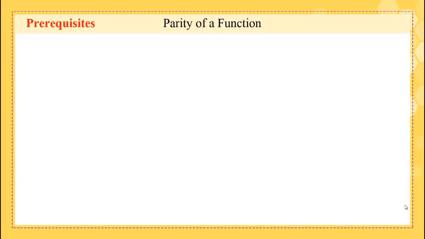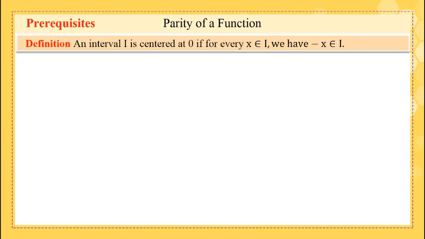At the beginning of this lesson, we will revise the definition of a centered interval at 0. An interval I is centered at 0 if for every x belonging to I, we have minus x belonging to I. Example, minus 3, 3 is centered at 0.